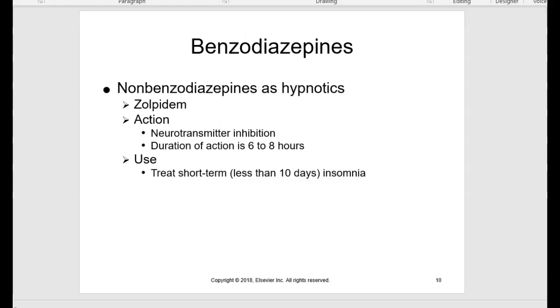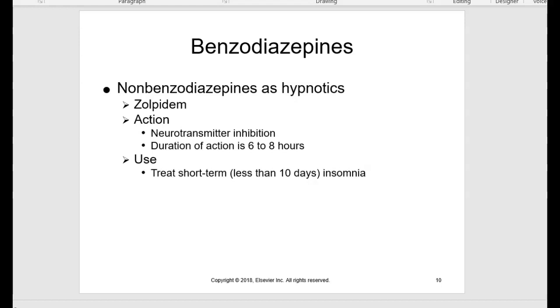The next category we're going to talk about is non-benzodiazepines used as sedative hypnotics. Zolpidem tartrate is your prototype drug on 238. It is a non-benzodiazepine that differs in chemical structure from benzodiazepines. It's used for short-term treatment, usually less than 10 days of insomnia. Sometimes you'll hear about providers prescribing it for longer time frames, but just for our sakes, it's recommended for short-term treatment, usually less than 10 days.